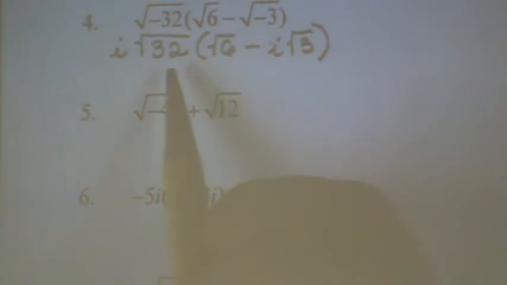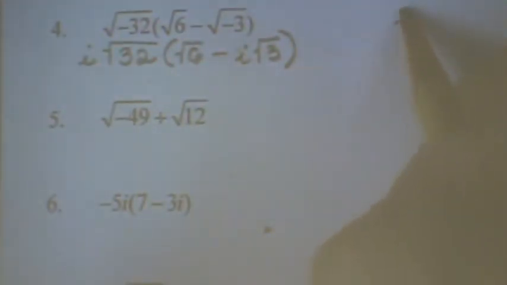Now, some people will simplify this. So you've got 32, root 32. And root 32 is 16 times 2, and that's 4 times 4. So you've got 4 root 2. So this is 4i root 2 times root 6 minus i root 3. So all I did was simplify root 32. Is there anyone lost with that, what I just did?